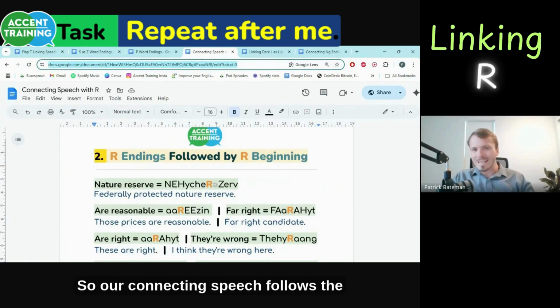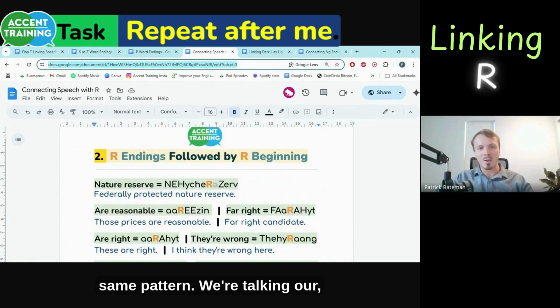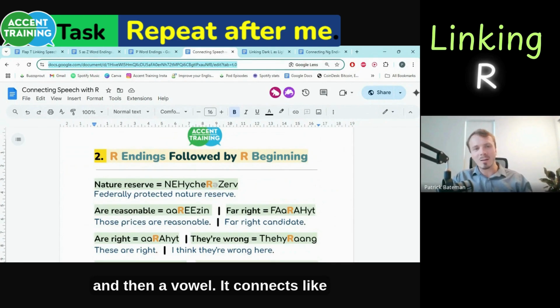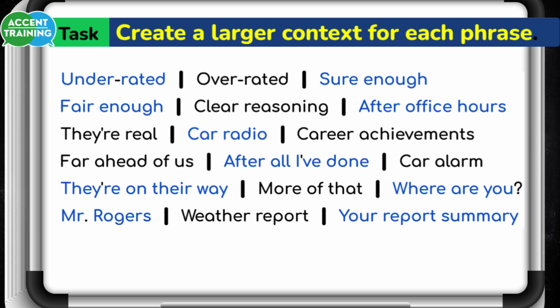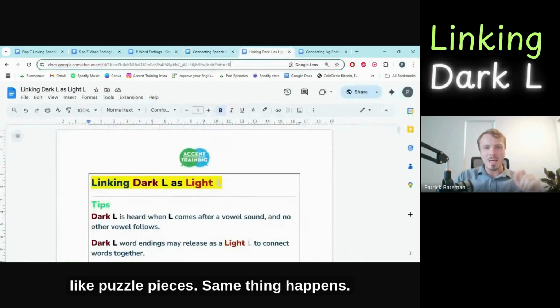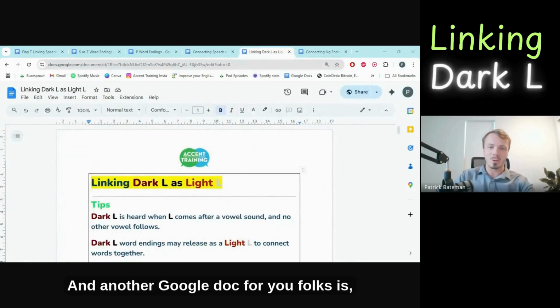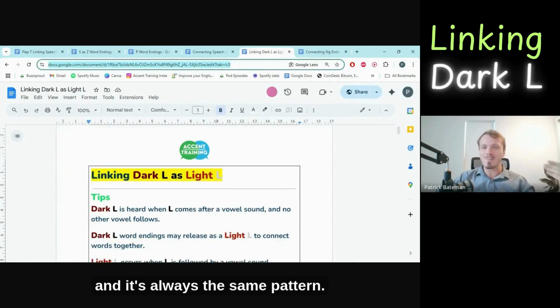So our connecting speech follows the same pattern. We're talking R and then a vowel. It connects like puzzle pieces. Same thing happens in another Google Doc for you folks, and it's always the same pattern again and again and again.